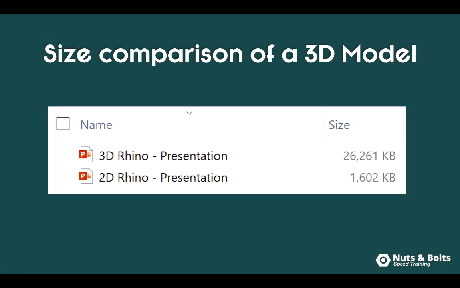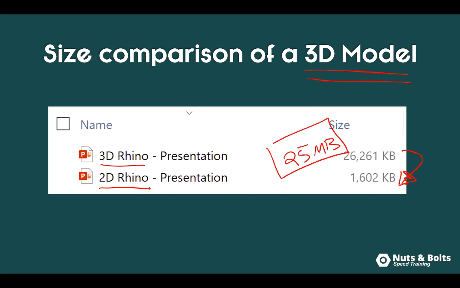So here's an example of how much space you can save in PowerPoint by swapping out a single 3D model. In this case, it's a 3D rhino, swapped out with a 2D picture of a rhino. So from 26 megabytes to almost 2. It's saving just about 24 or 25 megabytes by swapping out this one 3D image for a photo. And the same thing is true for videos.